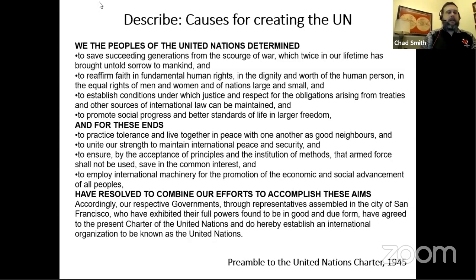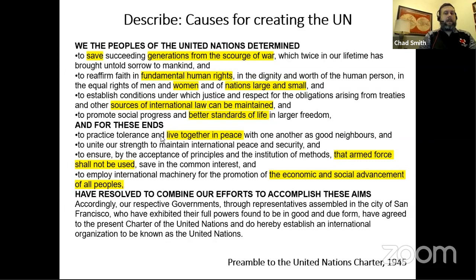Okay, let's take a look at this document from another perspective, the causes for creating the United Nations. When we look at it that way, there's several answers here. We already mentioned one. The charter members of the United Nations wanted to save generations from the scourge of war. It was one of their goals to prevent further wars.